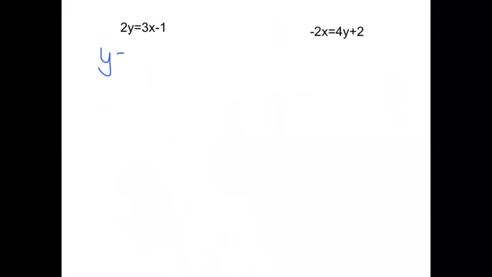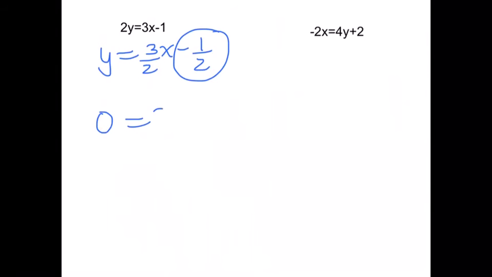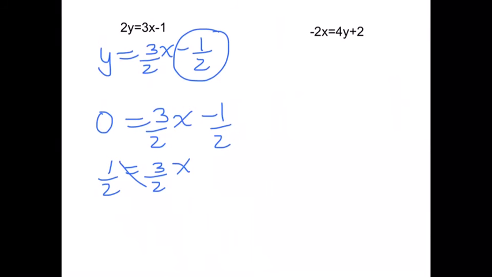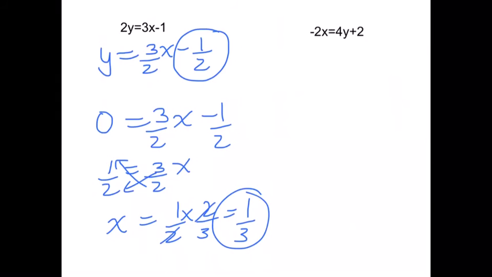Here, let's go to slope-intercept form. So divide everything by 2, and all of a sudden I know what my y-intercept is. So that's that. How do I get my x-intercept? You got it. Set y equal to 0. Now this one's a little bit crazy because we have the fraction, so I'm going to add a half to both sides. And then I have to multiply and divide. So I'm going to multiply by 2 and divide by 3. So x is equal to 1/2 times 2/3, or the reciprocal. So that's 1/3. So my y-intercept is minus a half, and my x-intercept is a third.